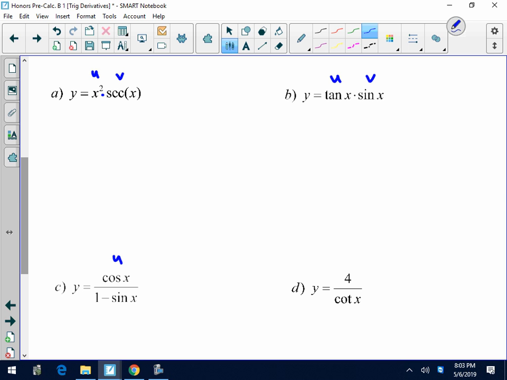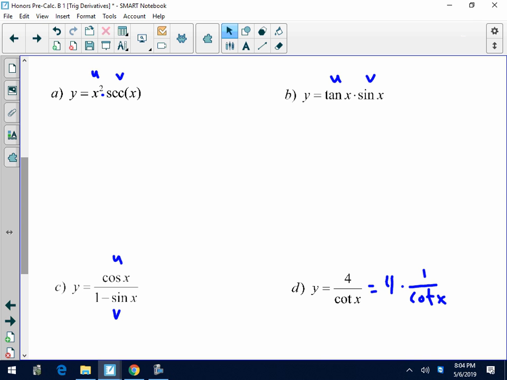where our u is going to be cosine x and our v is going to be 1 minus sine x. Now right here with d, we could take the derivative with the quotient rule, but there's also a substitution we can make with the Pythagorean identity that is going to make this a little bit easier. And of course, we can sort of hint towards that in writing our 4 over cotan as 4 times 1 over cotan x. And from there, you can ask yourselves, is there an easier derivative I can take? So right here, why don't we pause the video and let you guys give these a shot, and we'll come back and look at them in a second.